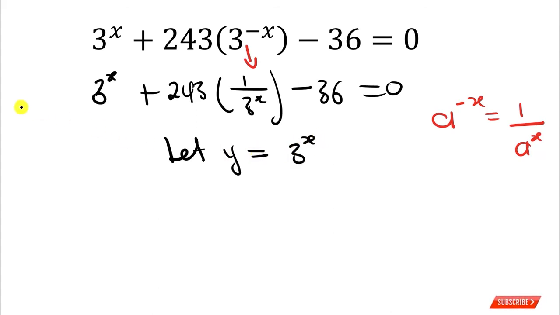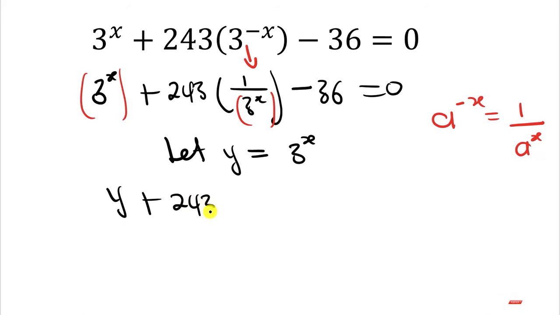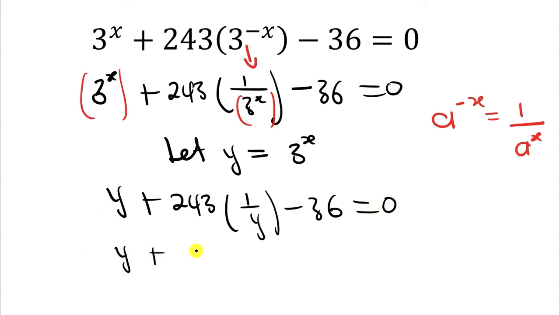Wherever we see 3 exponent x, that is this side and then this side, we are going to substitute y there. In that case, we are going to have y plus 243 being multiplied by 1 over y, minus 36, that is equal to 0. This gives us y plus 243 over y minus 36 being equal to 0. There's a fraction, so we try taking the denominator and multiplying through.